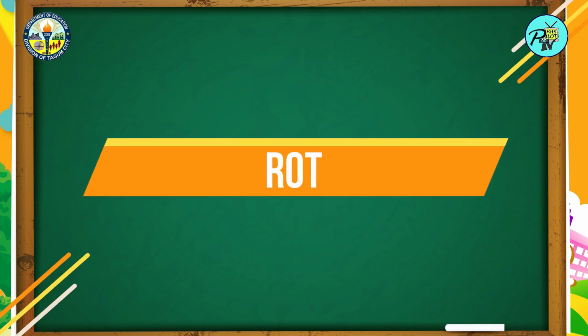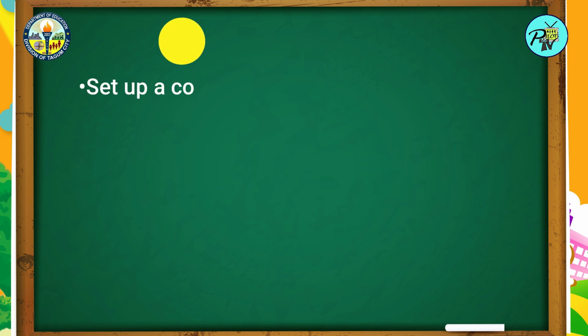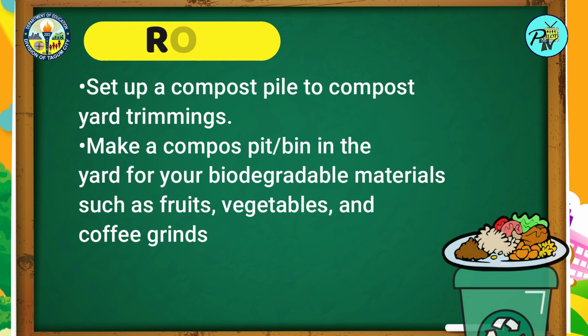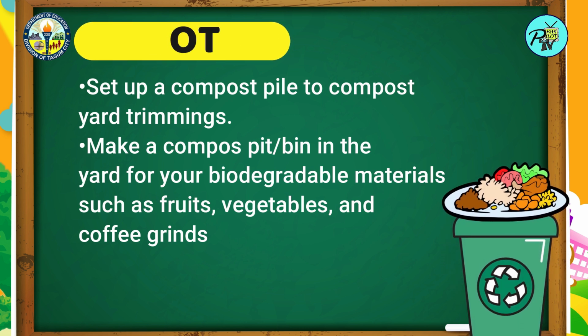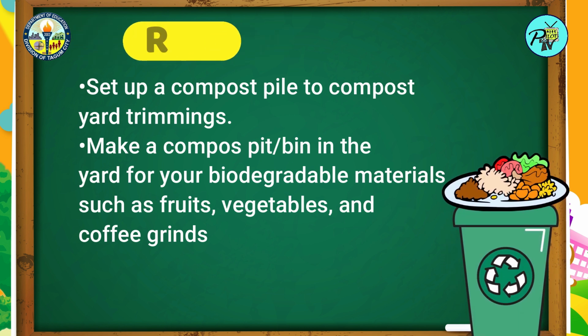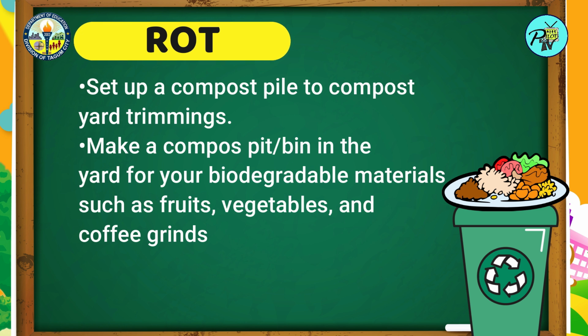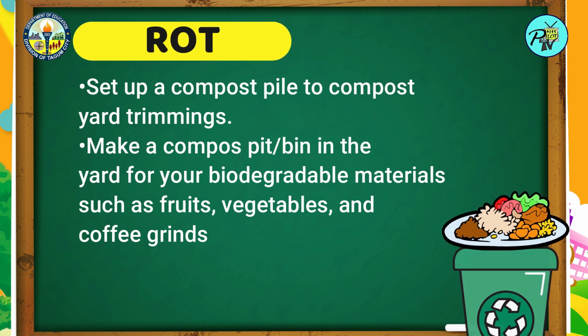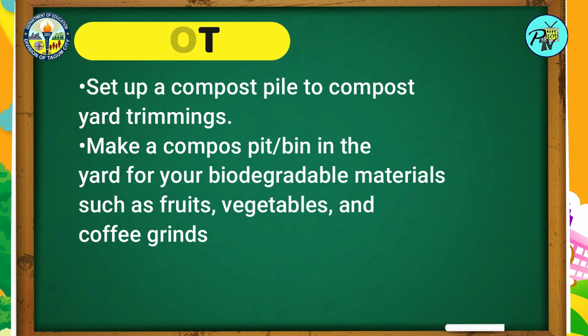And the last one, we have rot. Set up a compost pile to compost yard trimmings. Make a compost pit or a bin in the yard for your biodegradable materials such as fruits, vegetables, and coffee grounds.